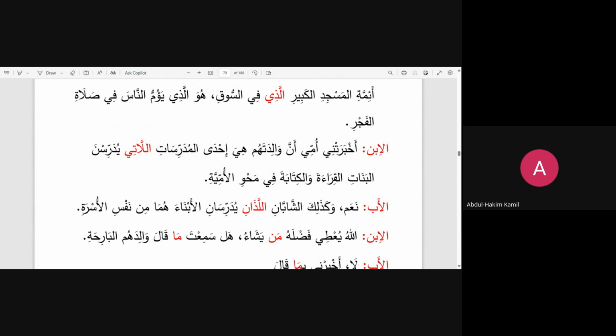Wa kadhalika ash-shabban. The word shab has a shaddah on it. They have an expression, man shabba ala shay'in shaba alayhi. What does that mean? Whoever grows up on something, he says he's a youth. His whole youth, he was doing this. Shaba alayhi, he became an old man on it. Whoever grew up on something becomes old on it. That's what he's going to become old on. That's just an Arabic expression.